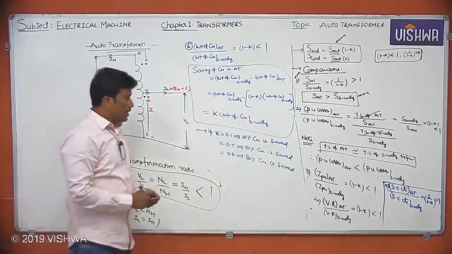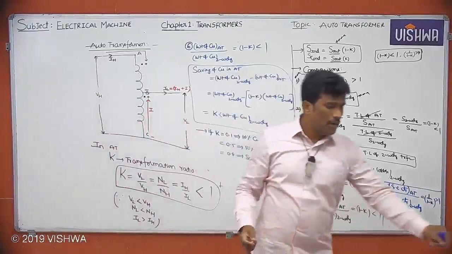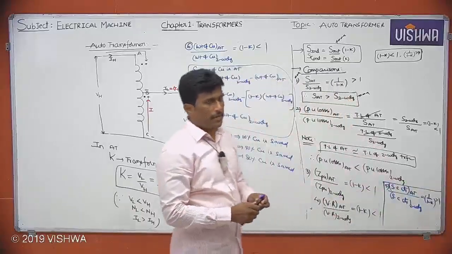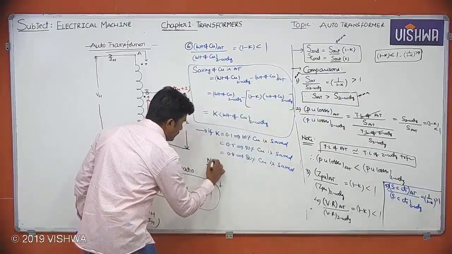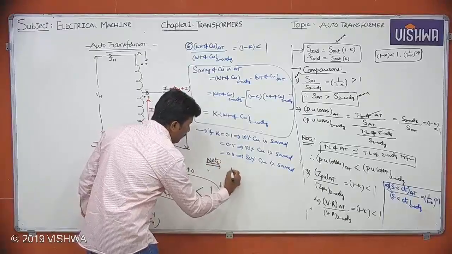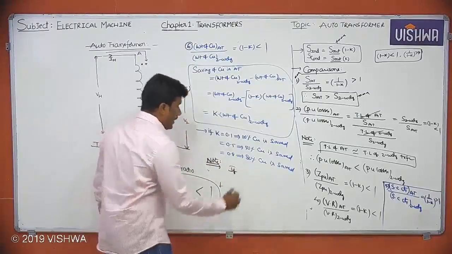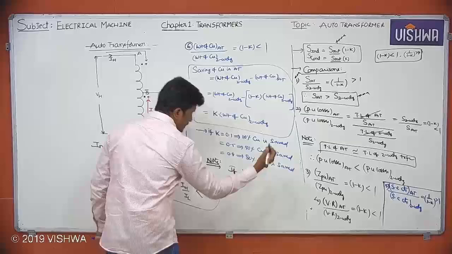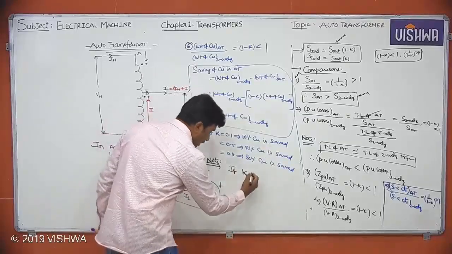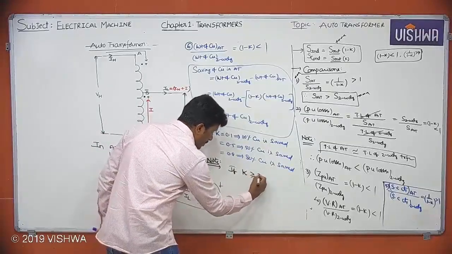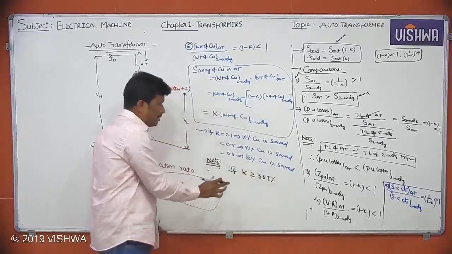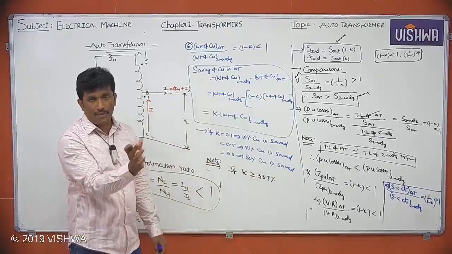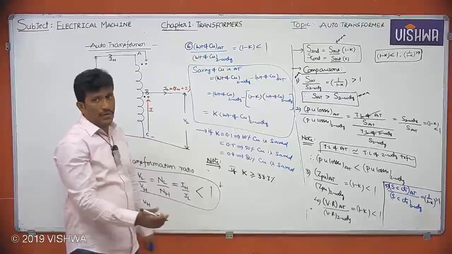See, for this k value, one breakeven point is there. I can give that point here. Just remember this as a note, it's very important. If k is greater than or equal to 33.3%, this 33.3% is the break-even point, above which auto transformer is feasible.